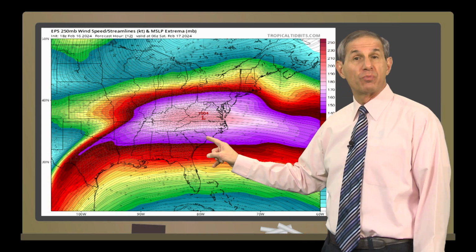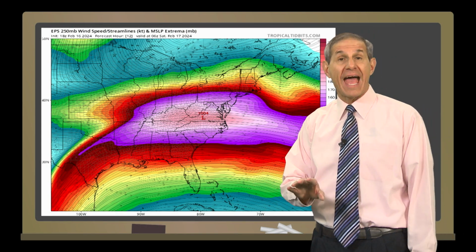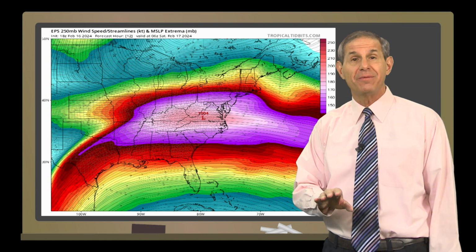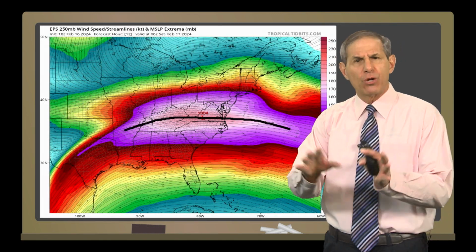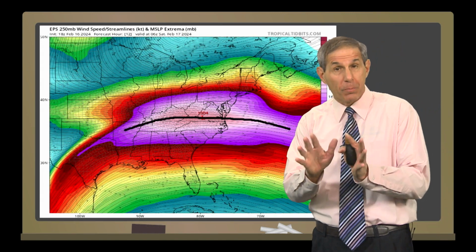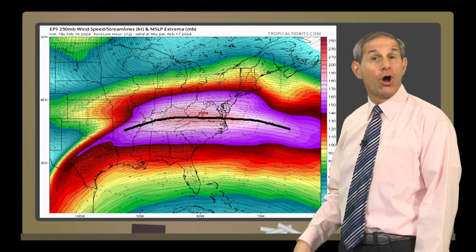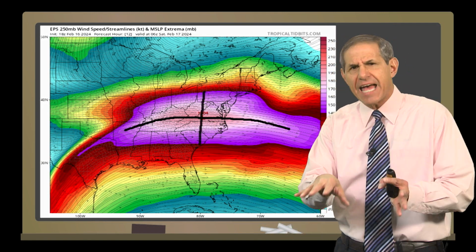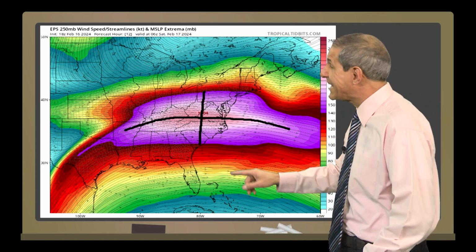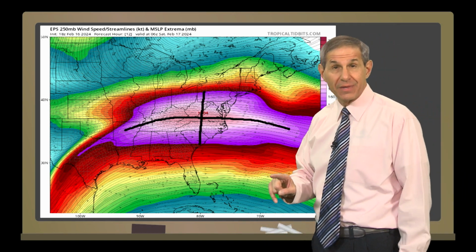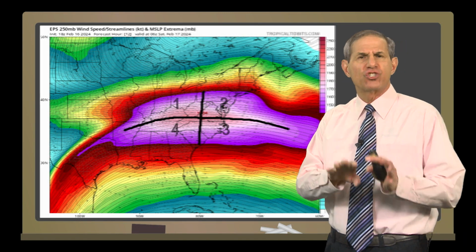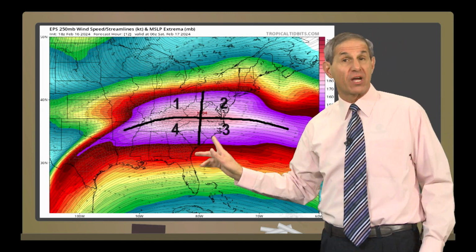This jet streak also provided a favorable backdrop for last Friday night's snow in the state. And here's how that works. Meteorologists break jet streaks into 4 parts by drawing one line through the middle of the jet streak along the direction of the wind, and a second line through its center at right angles to the first line, like I've done here. We say the jet streak has 4 quadrants, which I've numbered.